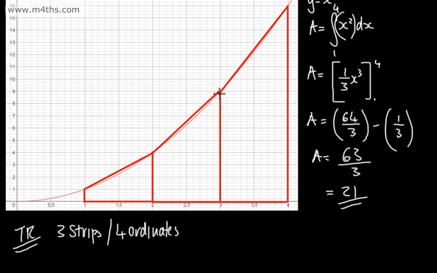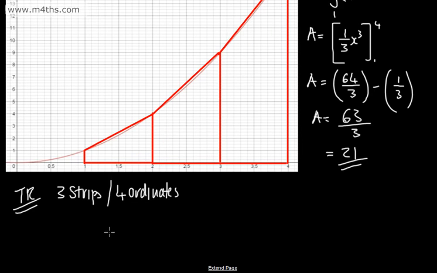So if we look now at the ordinates, the x values we're going to introduce, we've got 1, 2, 3 and 4. So we've got 4 ordinates, that's x is 1, x is 2, x is 3 and x is 4, which gives rise to 3 strips.